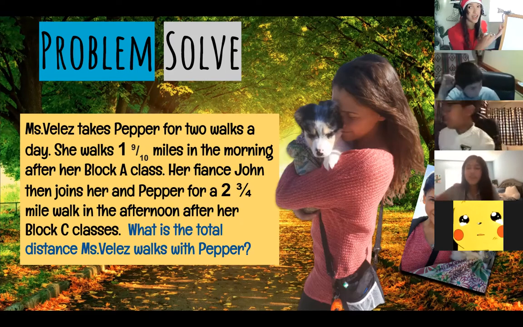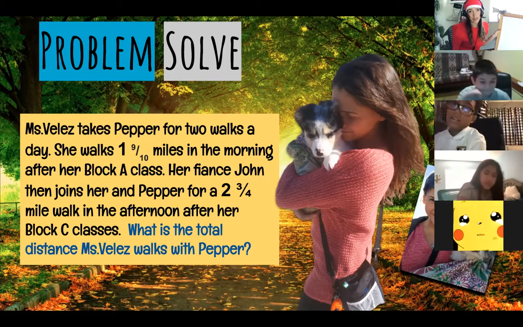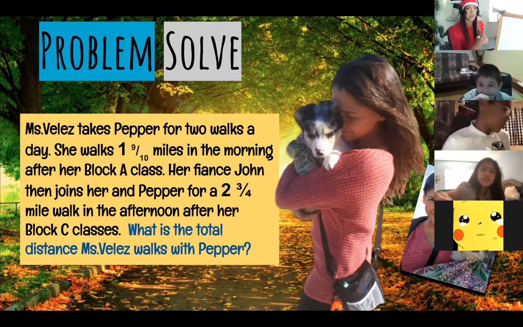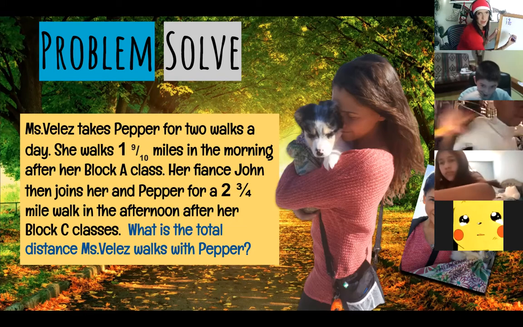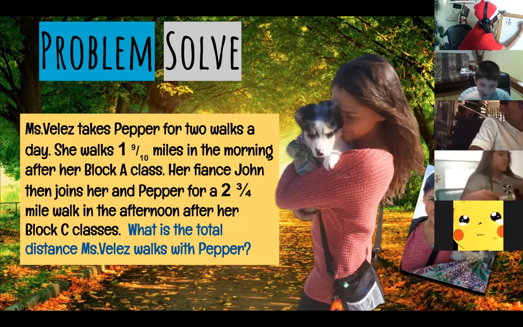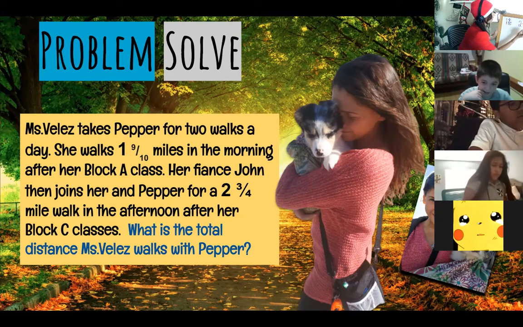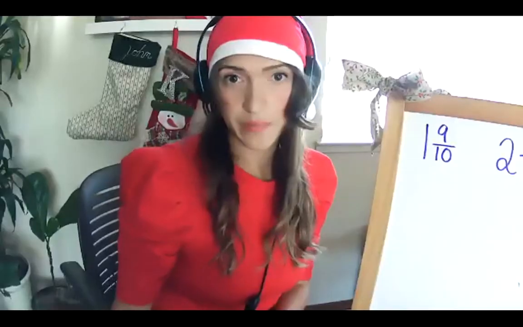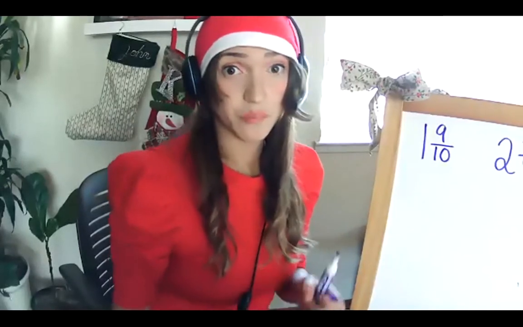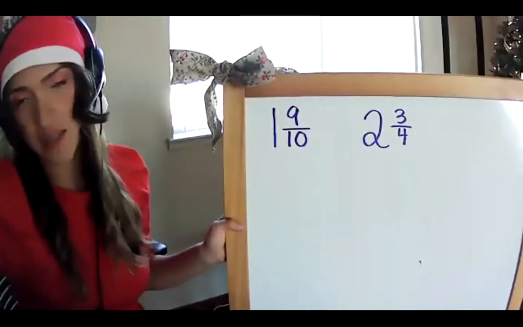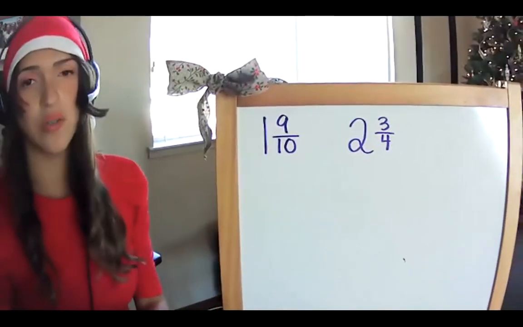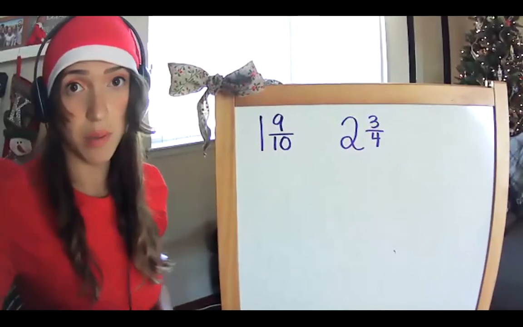So we're going to have to take the 2 distances. So we have 1 9/10 miles, and we have 2 3/4 miles. Now, 5th graders, when we are solving this problem, I need us to set up an equation. How would you set up an equation to solve this problem?